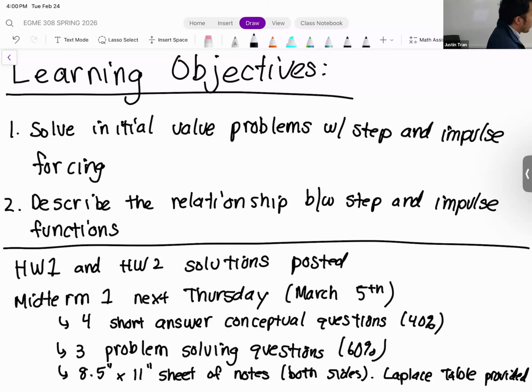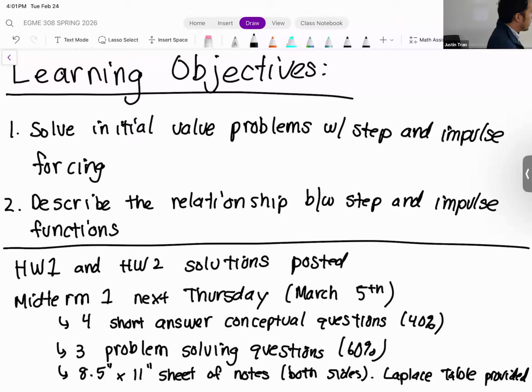Okay. I do plan on posting the solutions for homework 3 before your exam as well, but obviously I can't post it yet because you guys are still working on it. So I will post homework 3 solutions early next week. Okay, so midterm 1. Midterm 1 is planned for next Thursday, so that is March 5th.